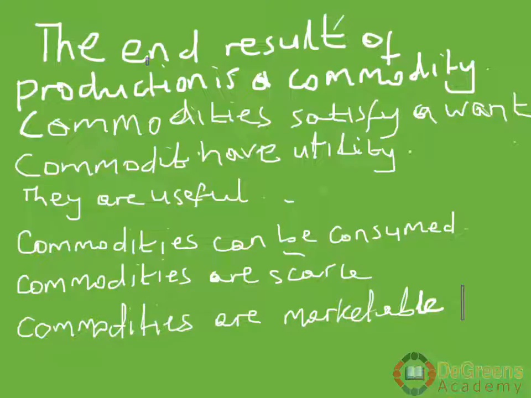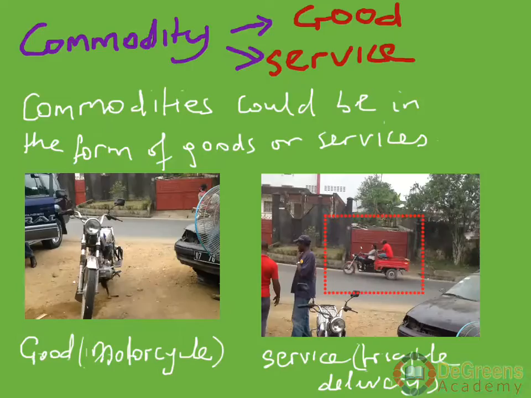Commodities satisfy a want. Commodities have utility. Commodities can be consumed, that is, they are consumable. And commodities are scarce. Commodities are marketable. So these are the aspects that best describe a commodity.